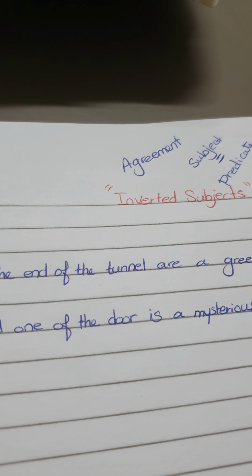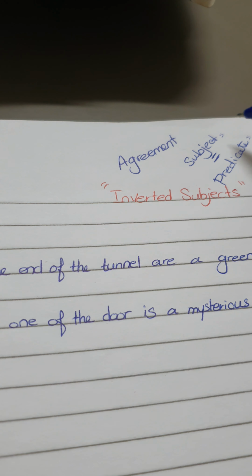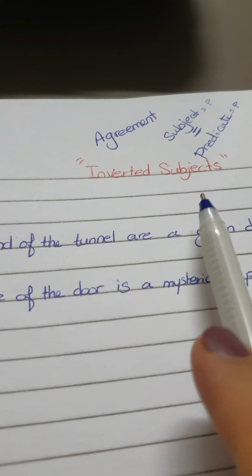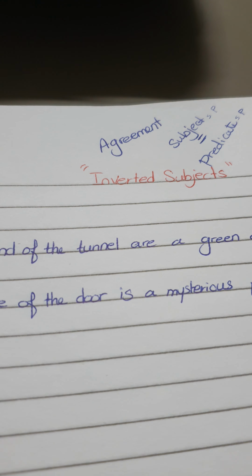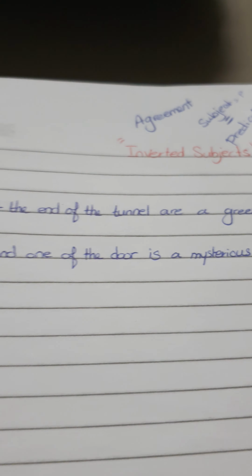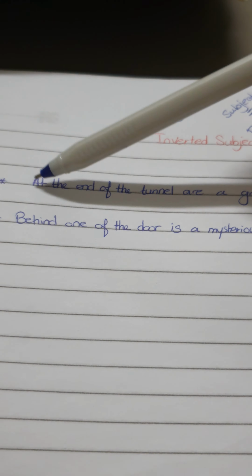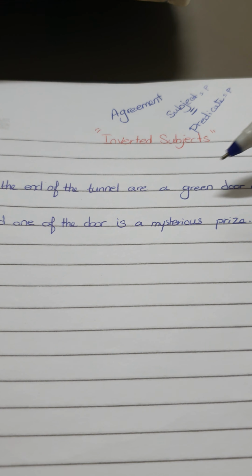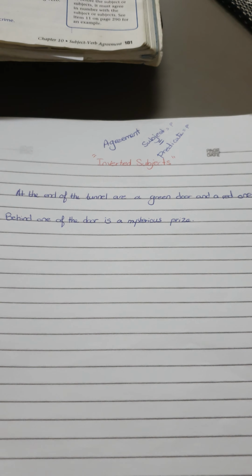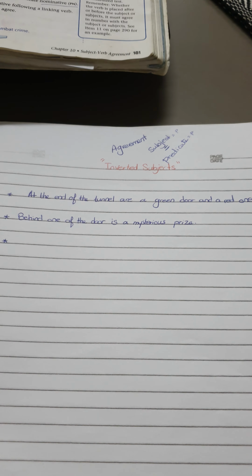They should agree together. Subject equals predicate. If subject singular, predicate singular. If subject plural, predicate plural. So in inverted subjects, it's already hard to get out the subject of the sentence. How can I deal with it? Look at the sentence. At the end of the tunnel are a green door and a red one. Here, girls, in this sentence, where is the subject?